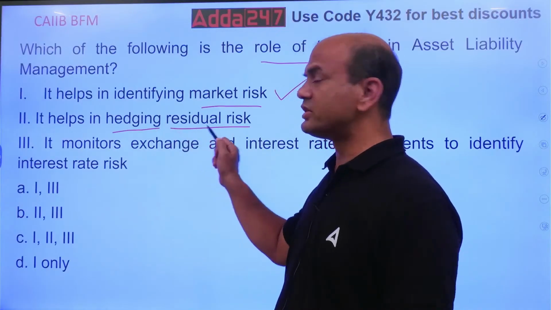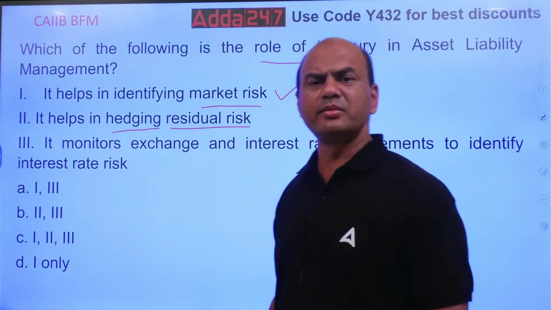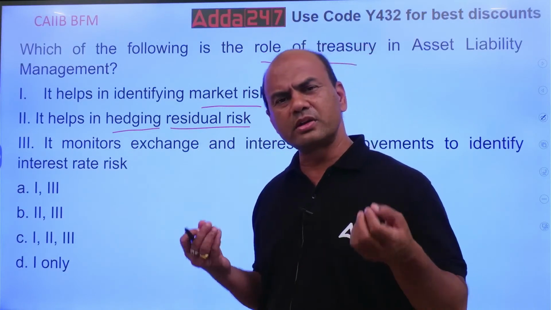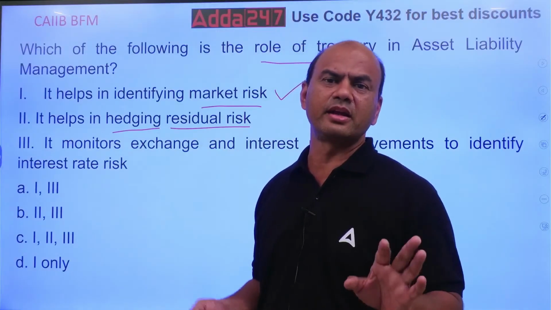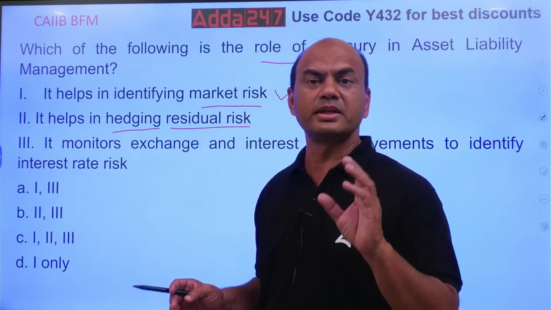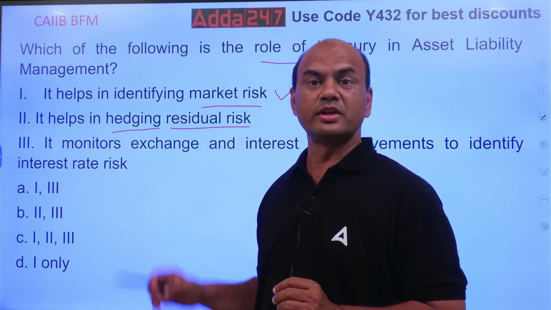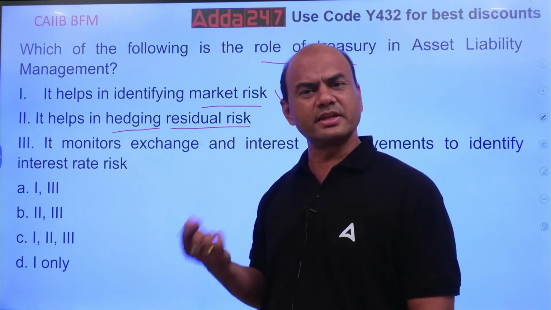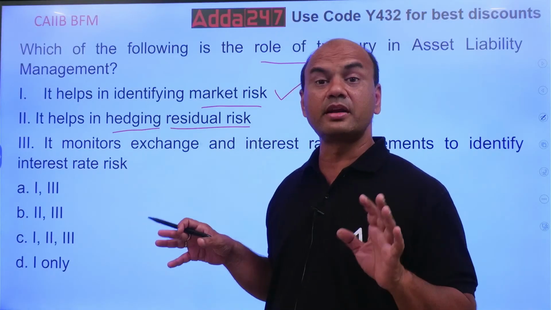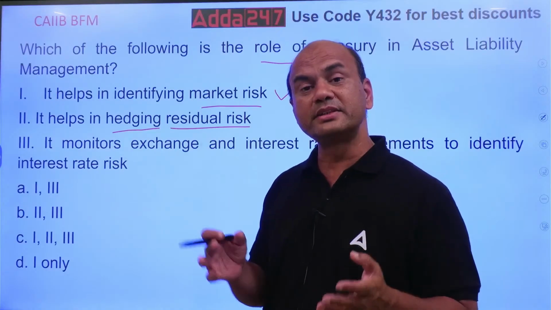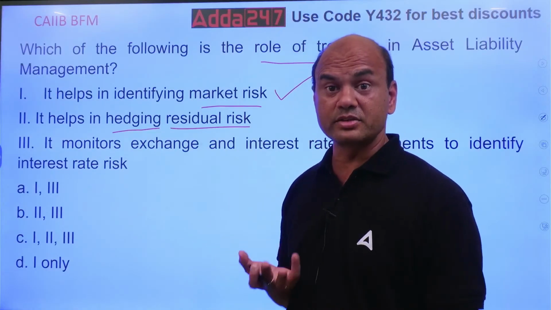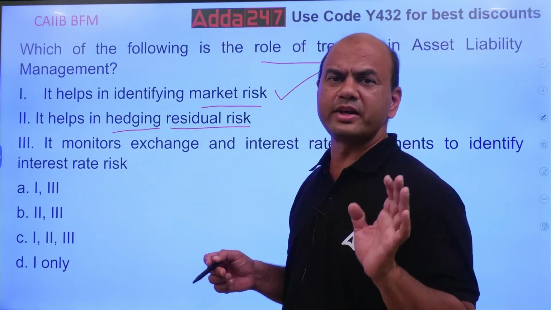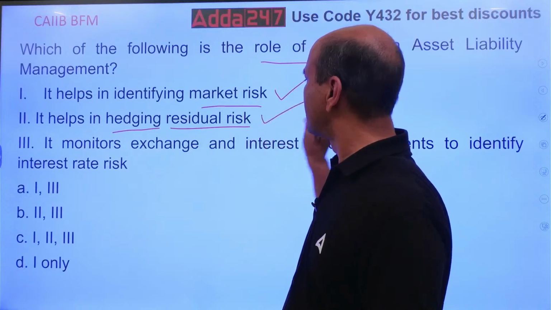So hedging and residual risk. What is residual? Residual means what remains after everything. I apply all the tools, all the hedging material, everything, but still some risk remains. That is known as residual. So Treasury helps in hedging the residual risk. Whatever remains after hedging, Treasury tries to adjust that also. Obviously, that is the job. Every risk of yours should be adjusted. Kindly note, very simple rule. So, correct.